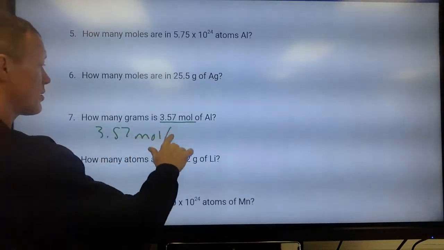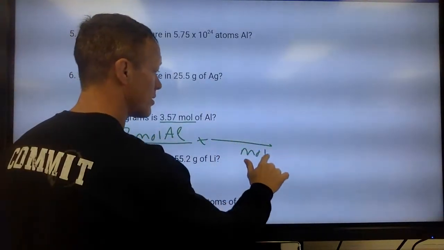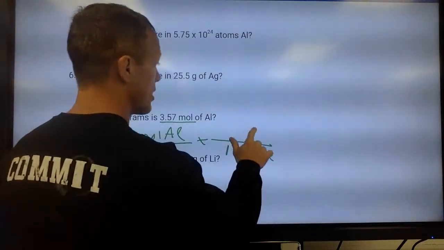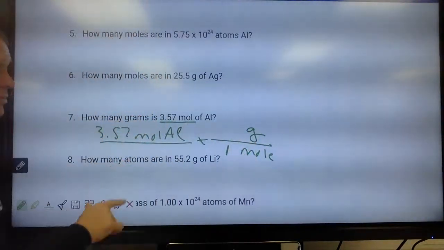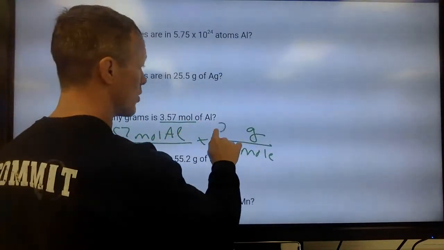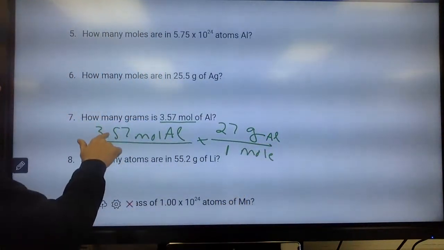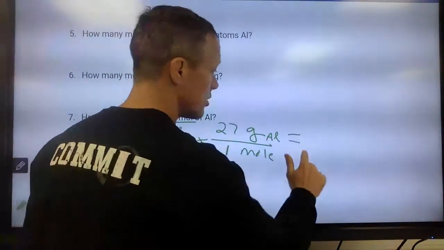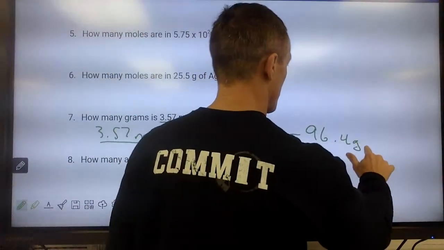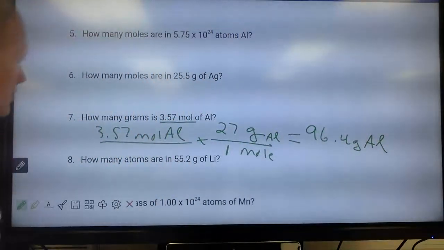So 3.57 moles of aluminum. This is moles, so moles comes down here. That's going to be my 1 mole. Remember, you're always writing the word 1 mole in one of those spots. And I know we're going to grams because it's asking you for grams. Well, this is not Avogadro's number then. We're looking at the periodic table. Aluminum is 27 grams per mole of aluminum. So 3.57 moles times 27 grams for each mole. Multiplying across there, 96.4 grams of aluminum would be 3.57 moles.